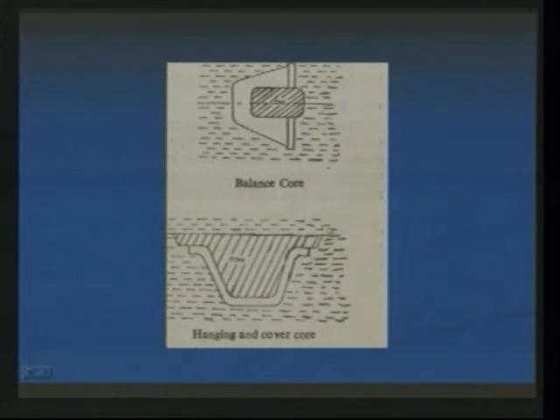So this one is the position of the cores. The first figure explains the balanced core, and the second one is the hanging and cover core. The balanced core is utilized for production of components, and the core will be placed between the cope and drag. Whereas the hanging and cover core will be placed only either in the cope or in the drag.